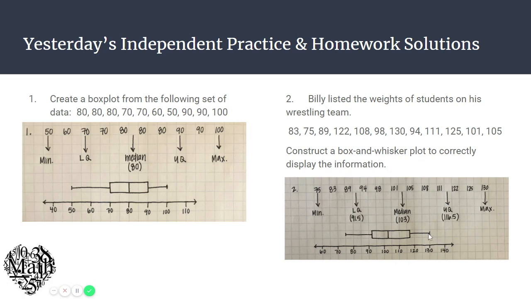We have a vertical line above the number line for each one of those numbers in the 5-number summary. We connected the lower quartile to the upper quartile for the box. We extended lines out for the whiskers to the lower extreme and the upper extreme.